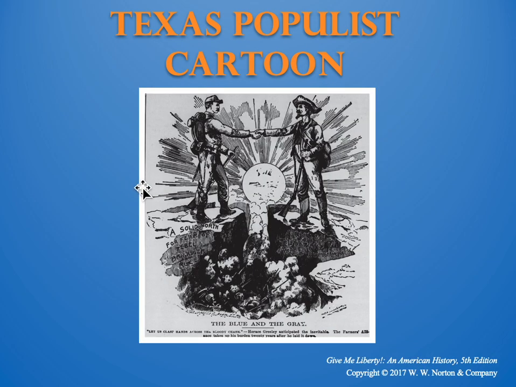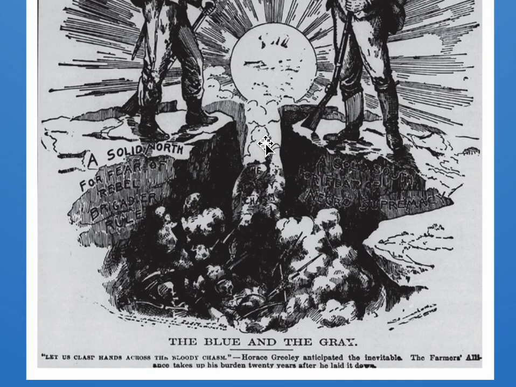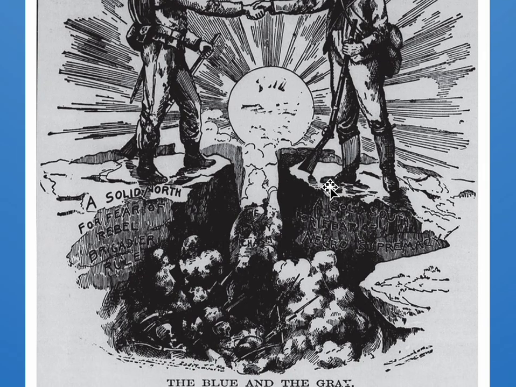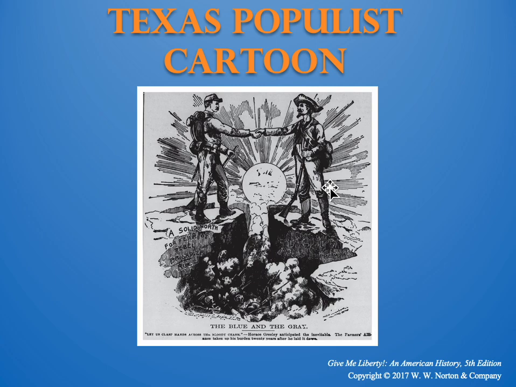This is a cartoon from Texas. Let me see if we can read this. It says, "Let us clasp hands across the bloody chasm. Horace Greeley anticipated the inevitable. The Farmers Alliance takes up his burden 20 years after he laid it down." So the blue and the gray, we have the South, we have the North, and it talks about how all of these fears are just going down in the gully and things are going to be great. If only it was that easy.